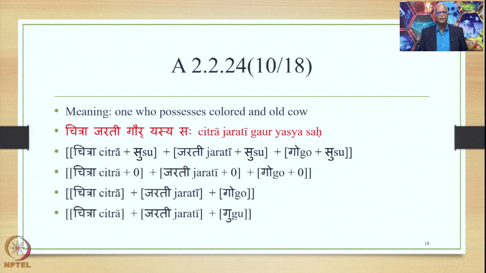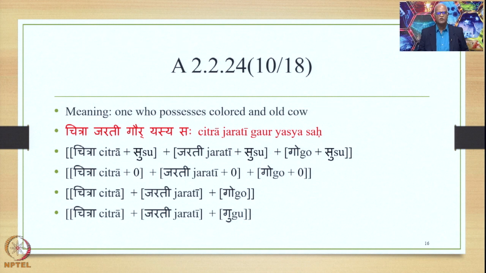Now let us take the next example, which means one who possesses colored and old cow. Chitra jarati gaur yasya saha. This is the laukika vigraha. And so the alaukika vigraha over here is chitra plus su plus jarati plus su plus go plus su. There are three subantas getting compounded simultaneously.